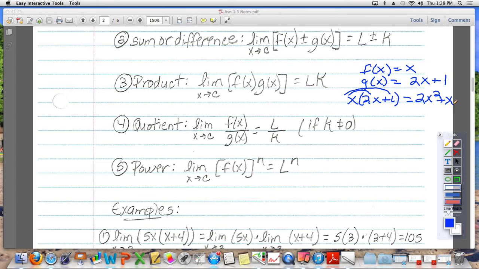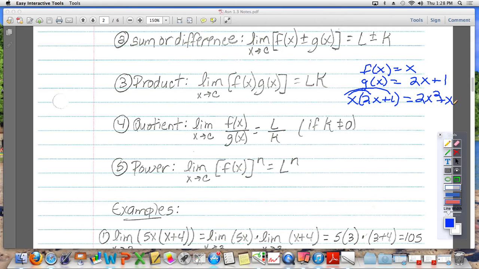Or you could calculate the limit of f of x, calculate the limit of x, calculate the limit of 2x plus 1, get an answer for this one, get an answer for this one, and then just multiply them. Either way works, okay? All right.